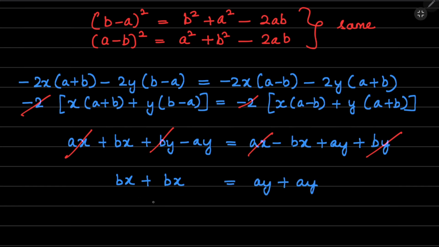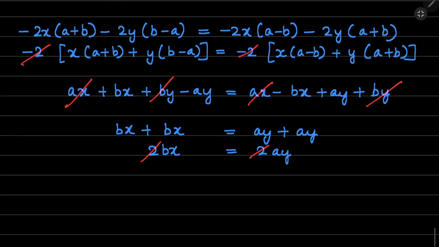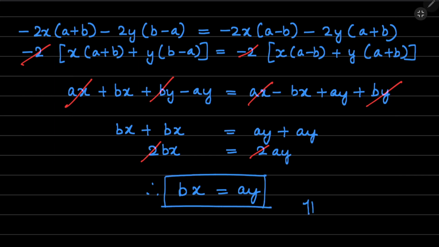So what is bx plus bx? It is 2bx equal to 2ay. Again, when you divide both the sides by 2, it will get cancelled. So what remains is, therefore, bx is equal to ay, and this is what we have to prove. Hence proved.